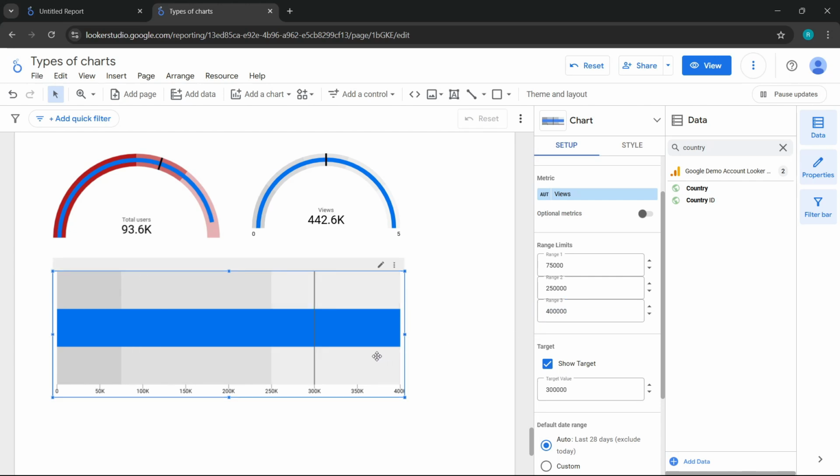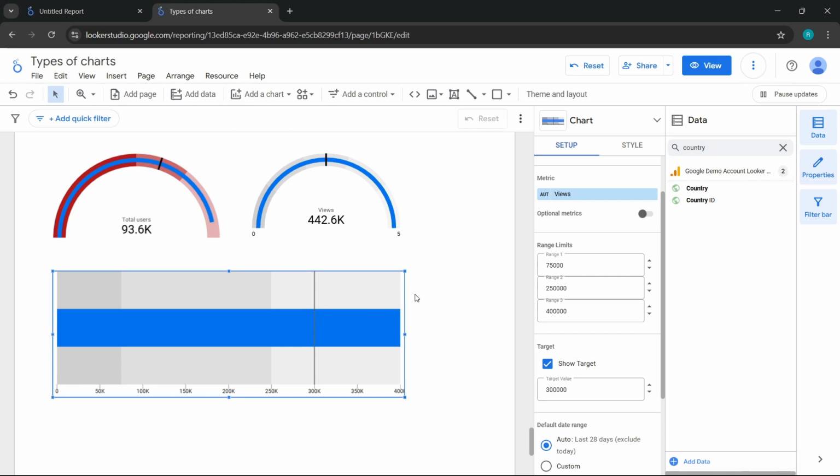Now, notice how the chart is configured. First, in the shaded area, we have that critical range we defined. Second, there is the intermediate range, which goes up to 250,000. And finally, we have the upper range at 400,000. We can also see the target cut at 300,000. And from there, we can measure how well the target has been met.